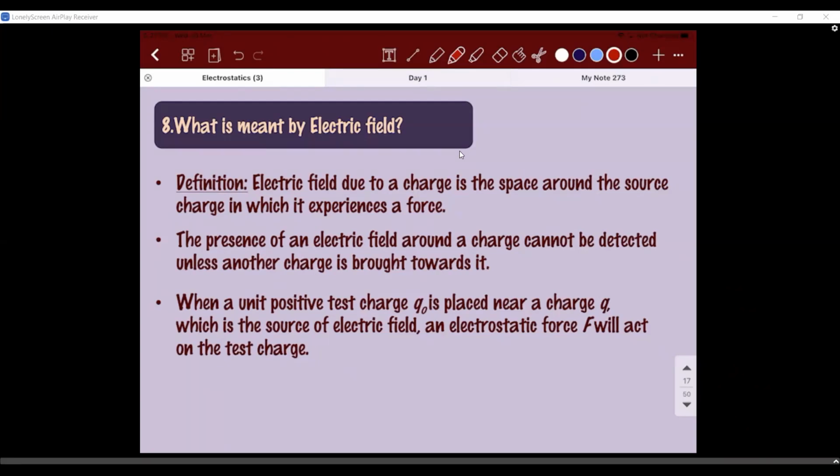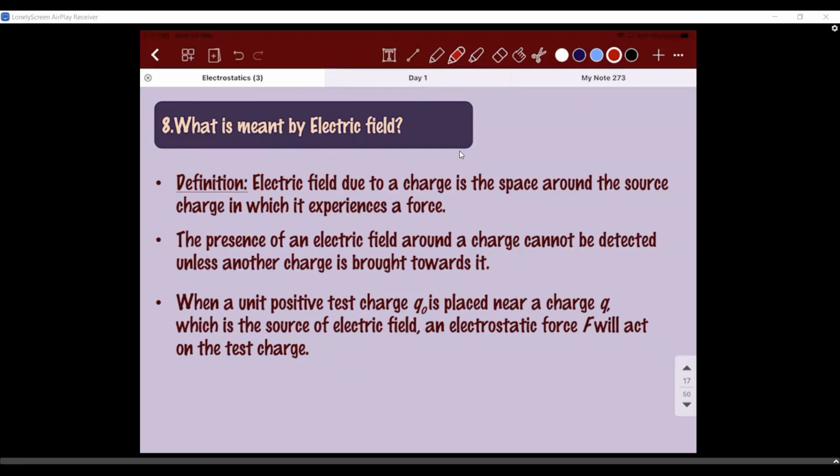So what is it? It is the region around whom? There is a word that is given. It is the region around what charge? So why do we call it the source charge? What is a source basically? Something which gives rise to whatever we need, right? So here the source charge is the one which gives rise to the concept of electric field.